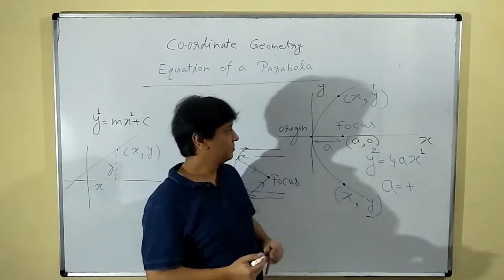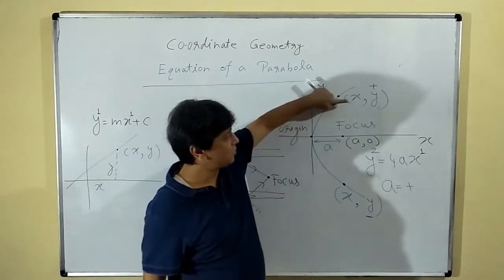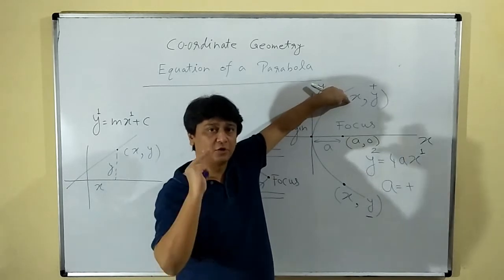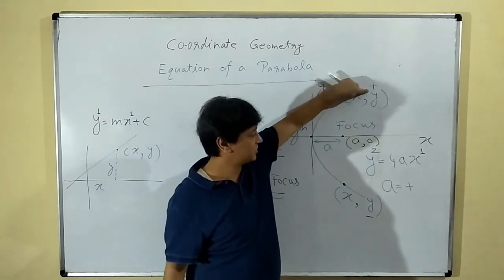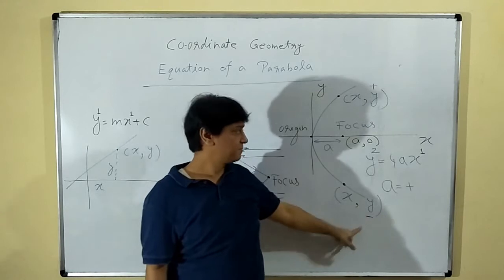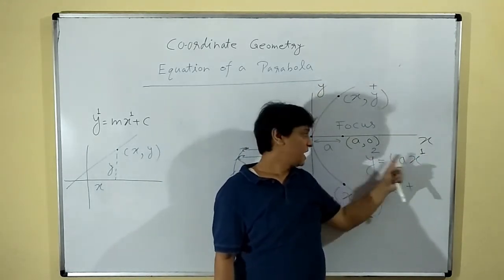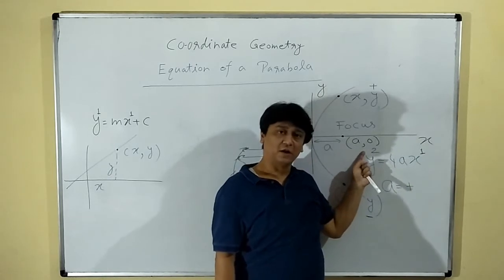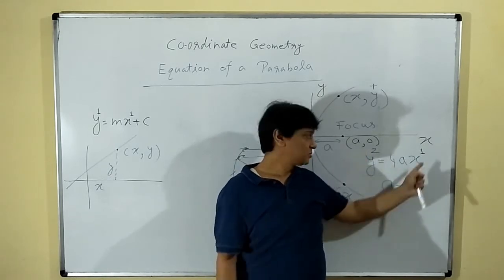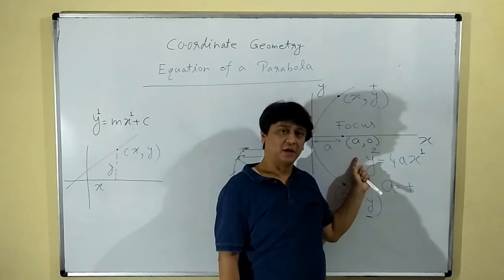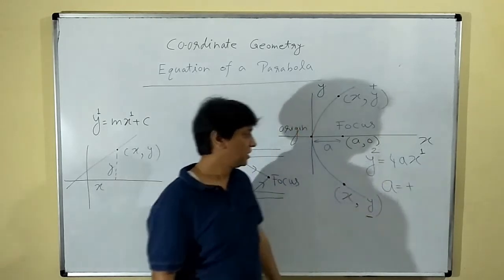So what is happening? For a given value of x, you're getting two values of y. One is positive and the other one is negative. For a given value of x, you're getting two values of y. That's what these powers mean in an equation like this.